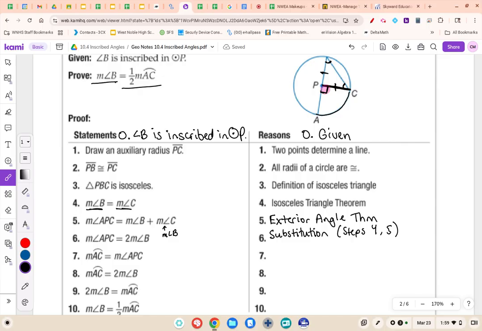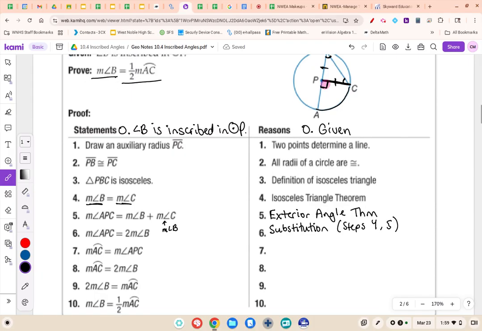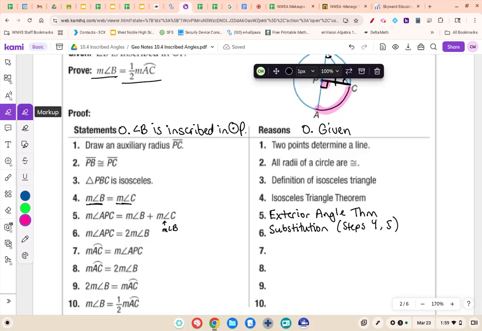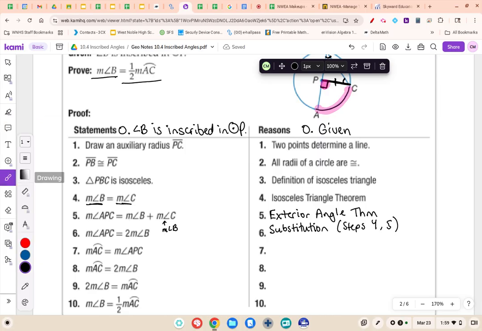Step 7, we know that the measure of arc AC is equal to the measure of this angle by that central angle theorem. I guess I have written down here definition of arc measure.